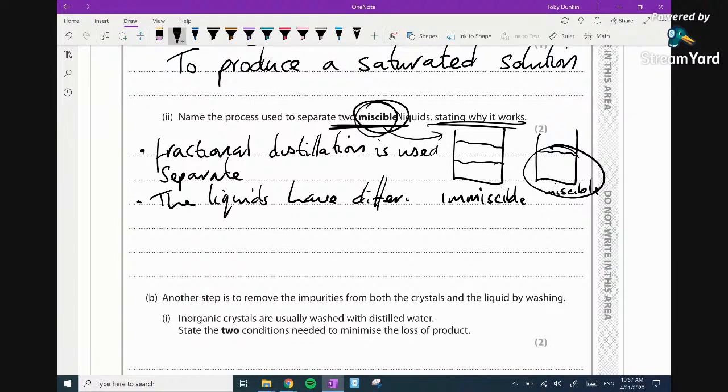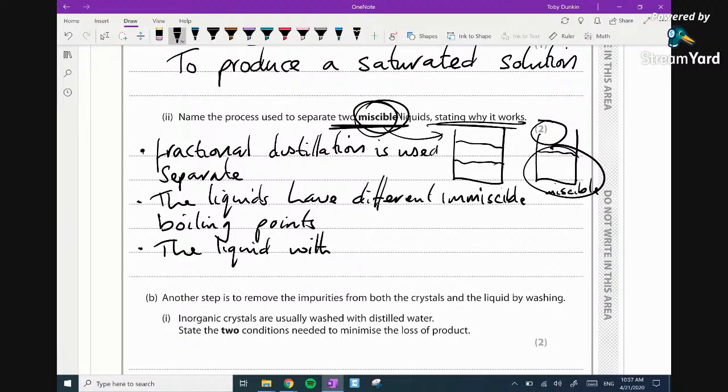I'm also aware that it's only 2 marks. If that was 3 marks, I would have added an extension saying the liquid with the lowest boiling point leaves first. That's going to be the 3rd mark. It would probably have been worth 3, and then they'd cut it. Hence the big gap, huge space.